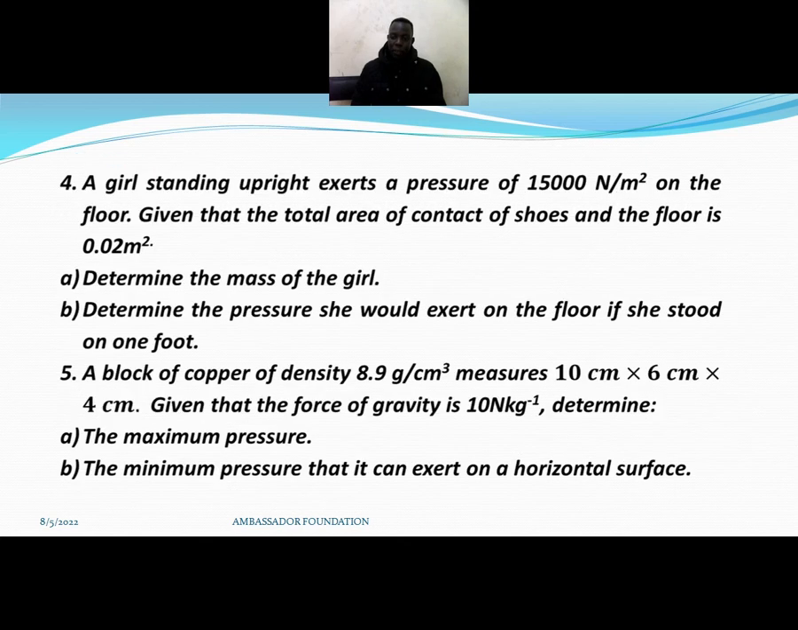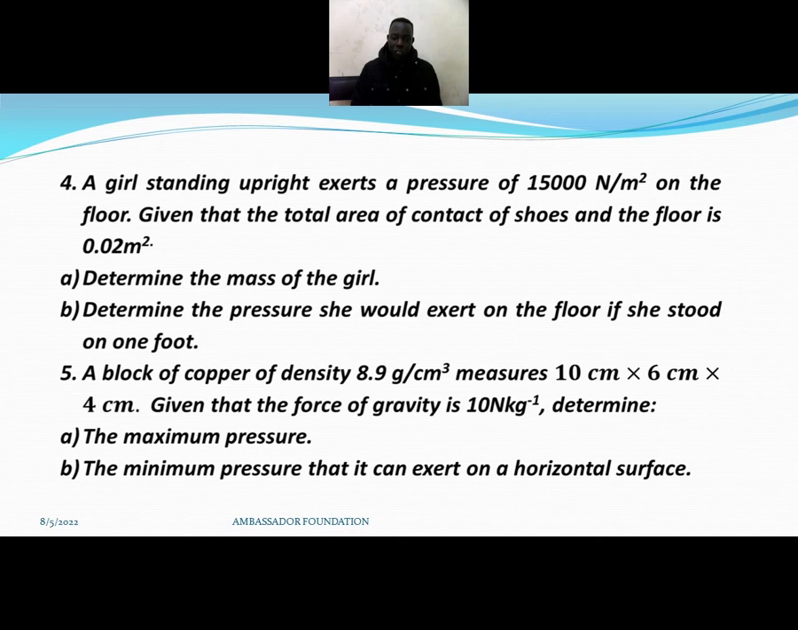A girl standing upright exerts a pressure of 1,500 Newton per meter squared on the floor. Given that the total area of contact of shoes and the floor is 0.02 meters squared, find the mass of the girl. Determine the pressure she would exert on the floor if she stood on one foot.